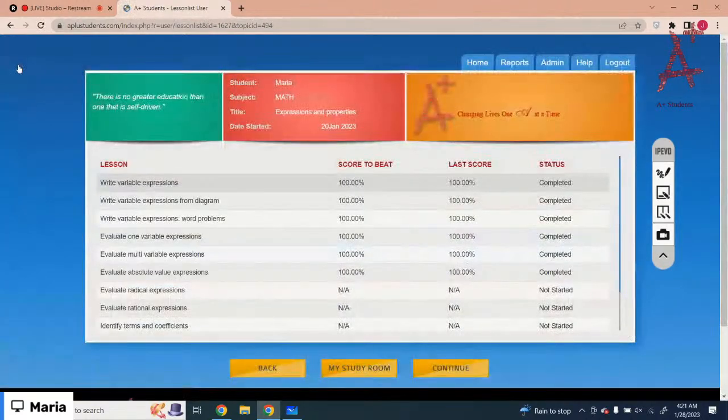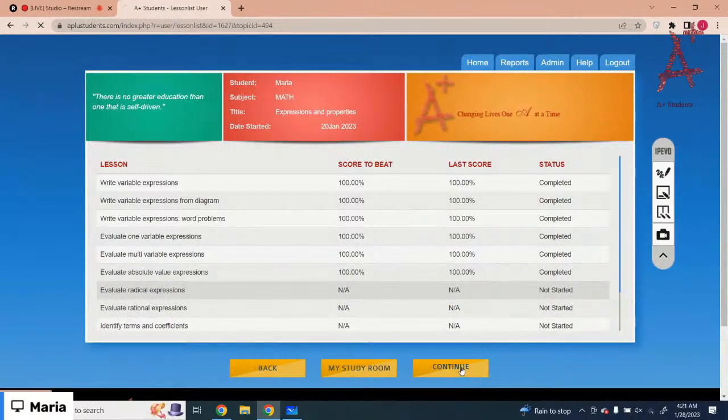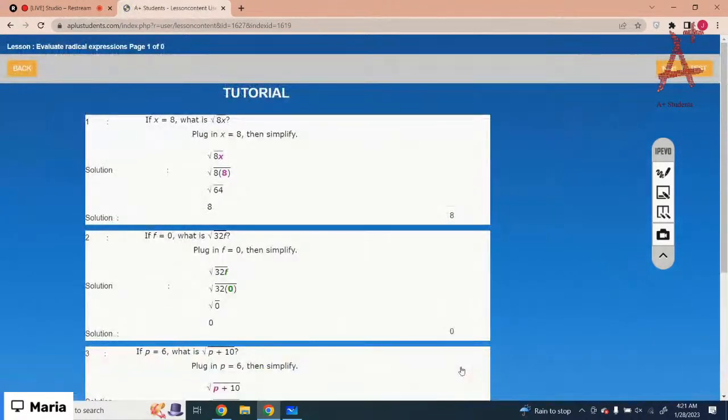Okay, so the next one is evaluate radical expressions. These are the expressions that have the radical signs. Got it? The radical is the square root sign. Now we're going to learn how to evaluate the radicals. Okay, let's start with the first example.